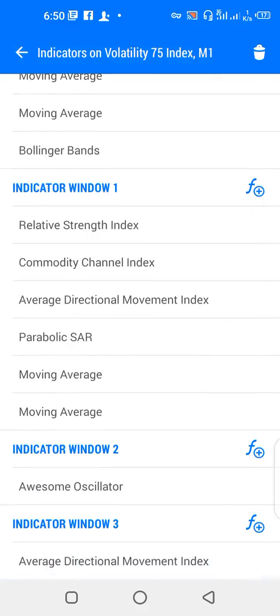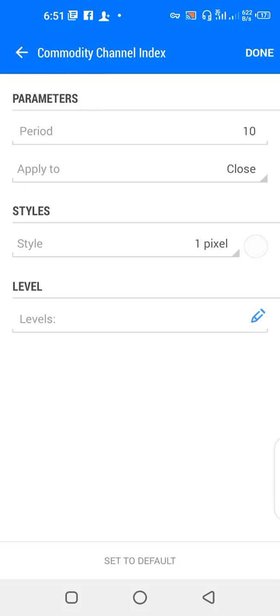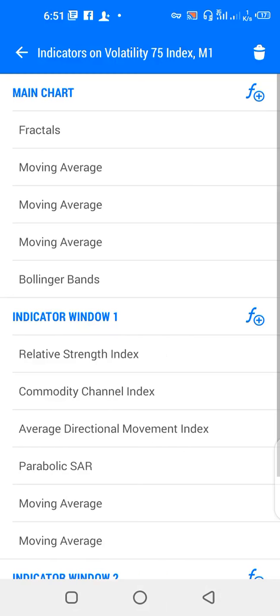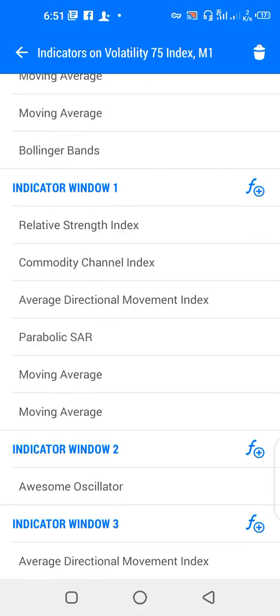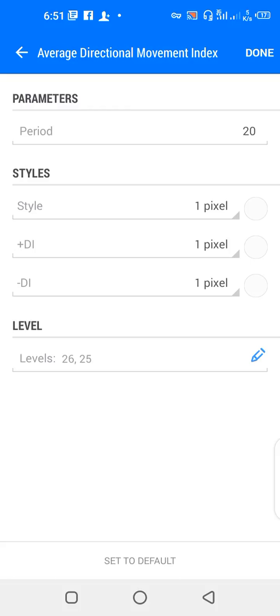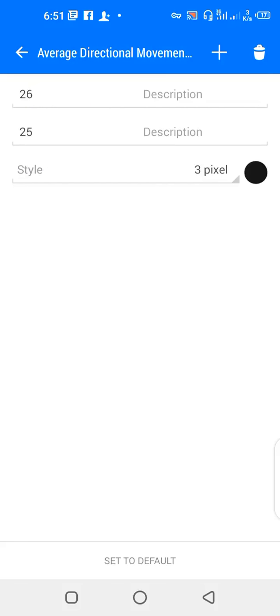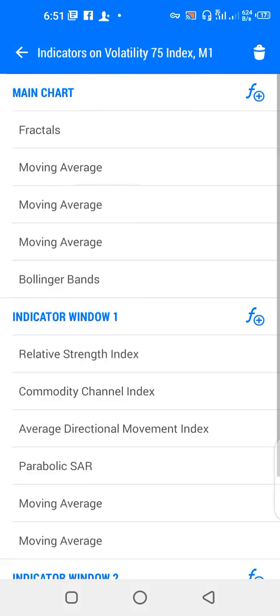Still on indicator window one. We have commodity channel index. The period is 10. Apply to close. Okay, no color. Moving on, we are still on indicator window one. We have average directional movement index. The period is 20. Okay, no color. And then the levels we have 26, 25. The color is black. All right, that's for the ADX.